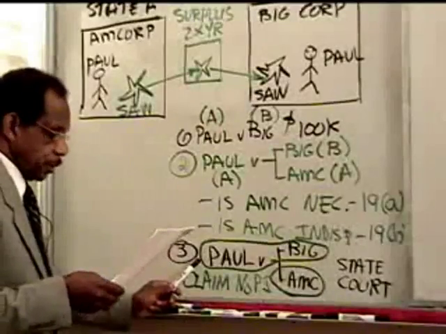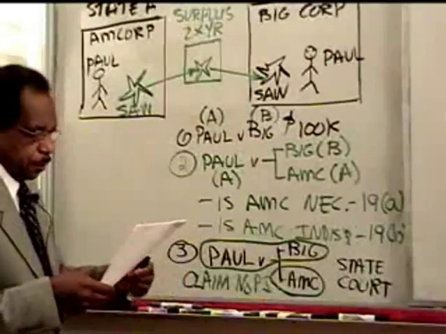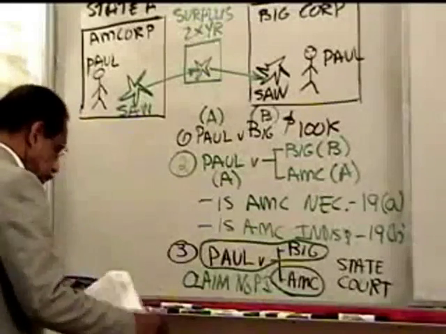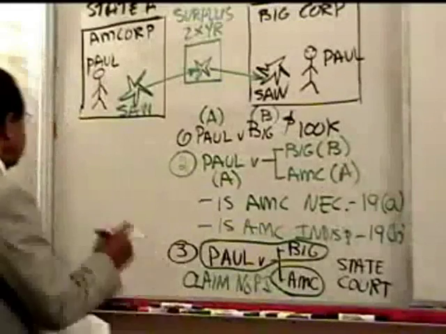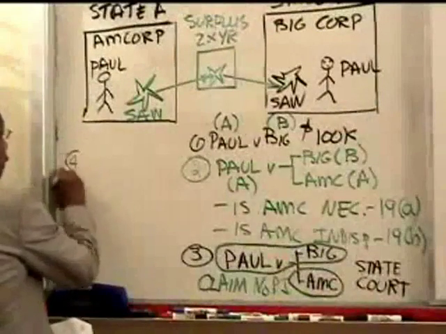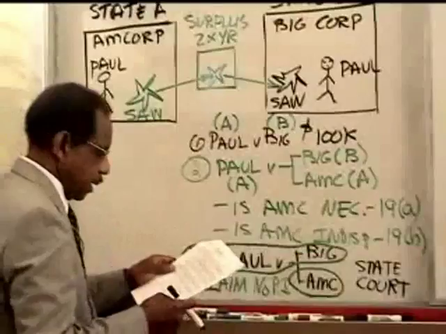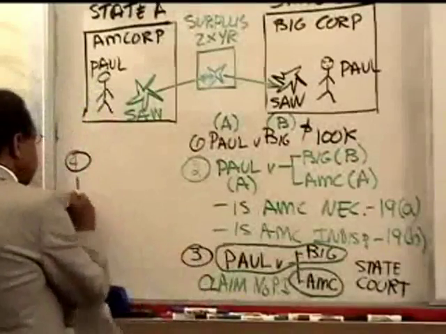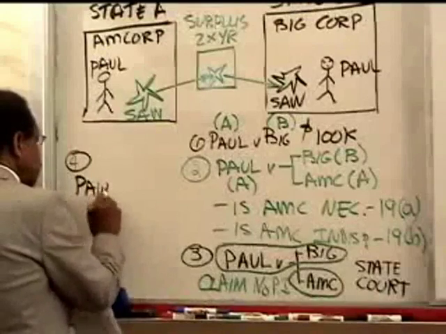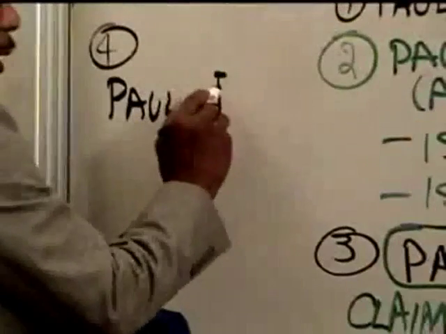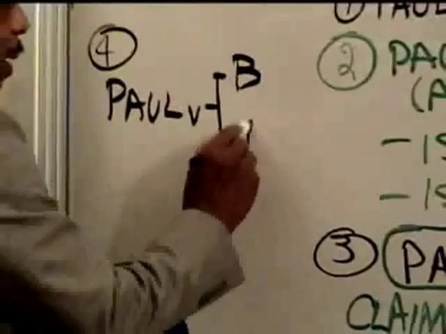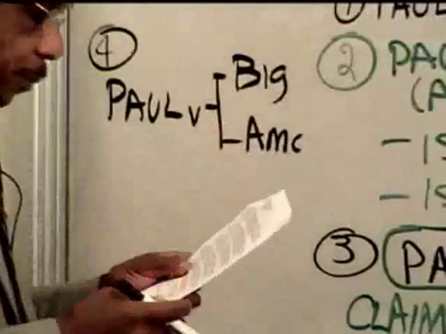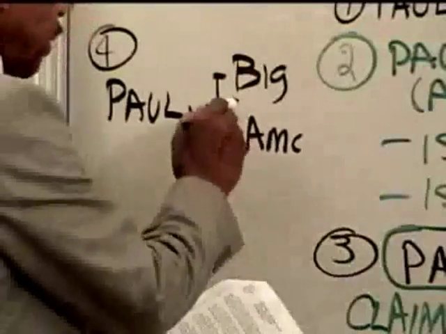Line 26. Paul then brought the product liability suit in state A. So the fourth thing that happened is we're over here now in state A. Paul brought the product liability suit in state A, naming AmCorp and Big Corp as defendants. So over here we have Paul versus, again, Big Corp and AmCorp.